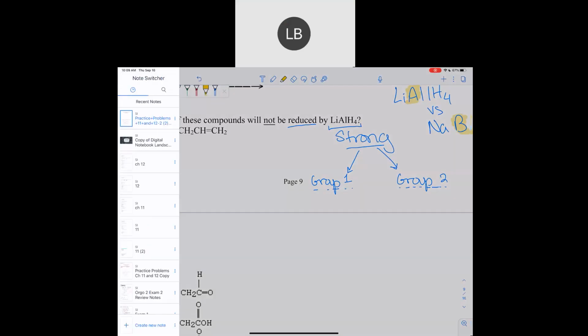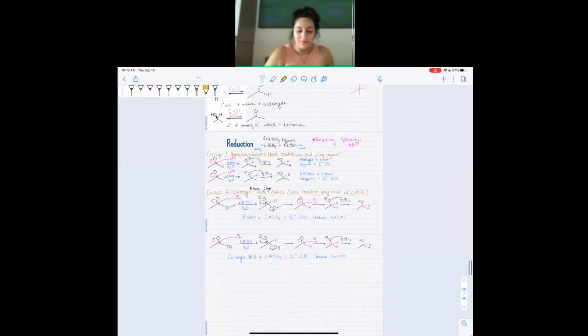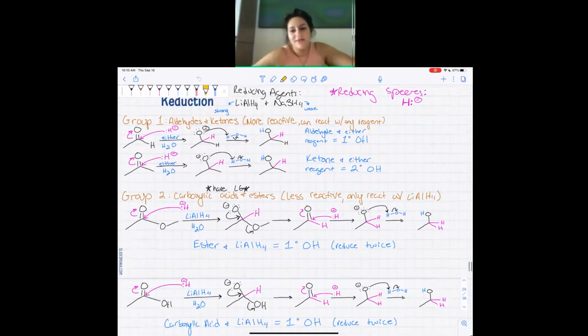Let's jump in here for a second. When we're talking about reductions, remember group 1 and group 2 is not something that came from your textbook. It's something I made up because I find it helpful. But we know that group 1, as Dustin said, is going to be ketones and aldehydes. The reason that we call that group 1 is because they're more reactive. They can react with any reagent. Super, super reactive. But then we have group 2, which is carboxylic acids and esters.